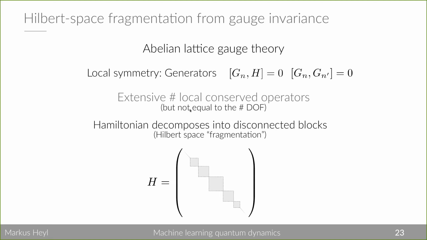It's extensive, but not equal to the number of degrees of freedom, of course. But as a consequence, also the generators commute with each other, and that's more or less quantum mechanics 1. We know that the Hamiltonian decomposes into blocks, which are characterized by the quantum numbers of the operator. So your Hamiltonian decomposes into many disconnected blocks, which we now call, in the quantum many-body physics context, Hilbert-space fragmentation. Like in lattice gauge theories, this is very natural, but there are also other systems which are not gauge theories and display similar fragmentation.